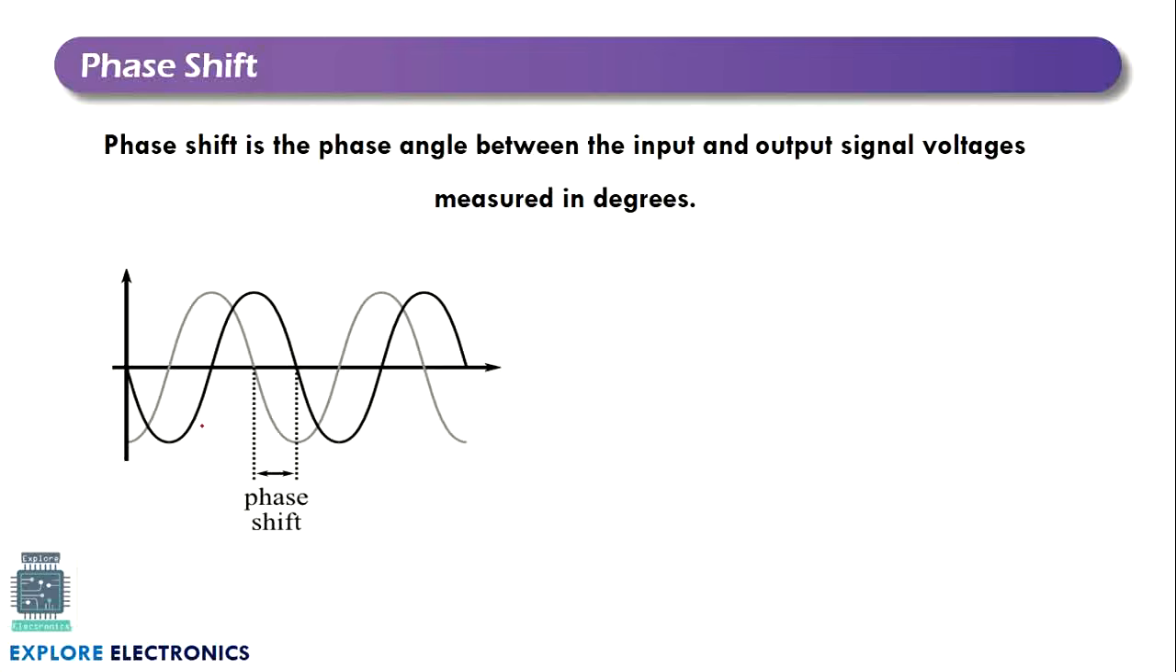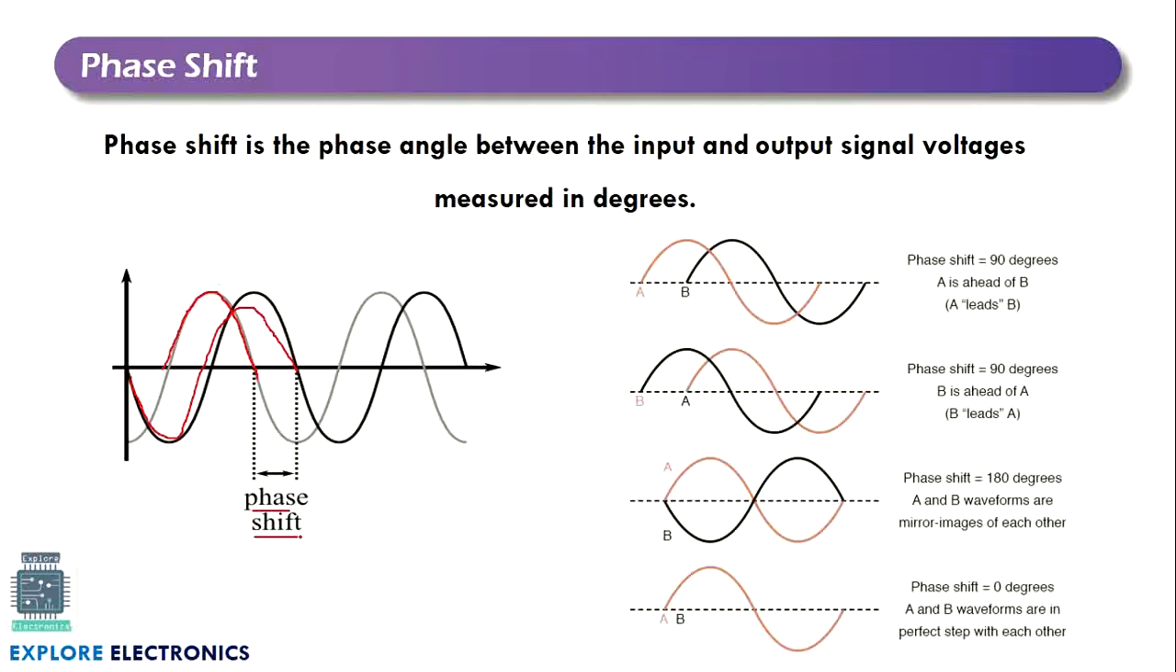Suppose this is the input signal of any amplifier circuit, and the output signal may be this. Okay, so if we are getting two signals like this, we need to get the difference between these two. The timing difference between these two will be represented with the phase angle, and that is the phase shift the output signal is taking. Let us understand this in a better way.